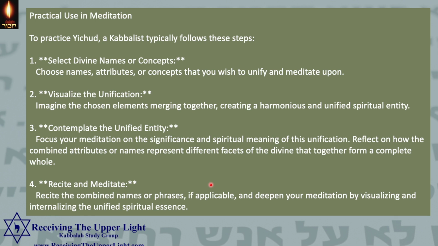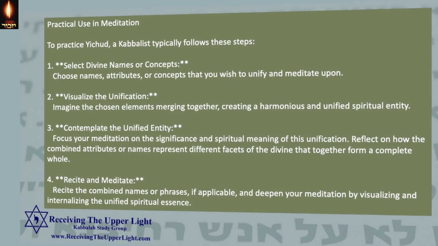Then recite and meditate. Recite the combined names or phrases, if applicable, because remember, sometimes we just meditate on concepts, and we're trying to make Yichud with them, so not necessarily names and phrases. We're going to use, for example, the Shema and the Baruch Shem Kevod, and these concepts we're just trying to put together in order to deepen our meditation by visualizing and internalizing the unified spiritual essence.